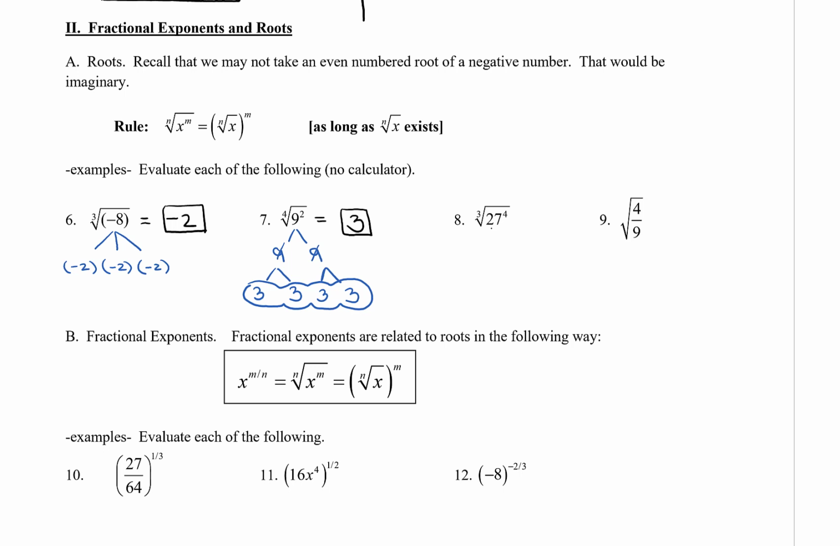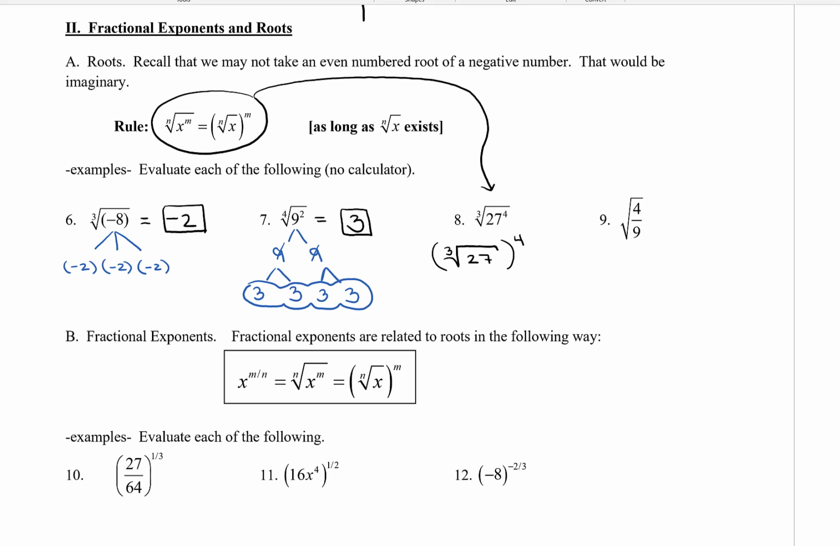8. The cube root of 27 raised to the 4th power. So I notice that 27 is a perfect cube. So I've circled my rule from up above, and I've drawn an arrow pointing to problem number 8. I'm going to rewrite this problem using that rule. I'm going to write the cube root of 27 inside parentheses, and then outside the parentheses, I'm going to write it being raised to the 4th power.